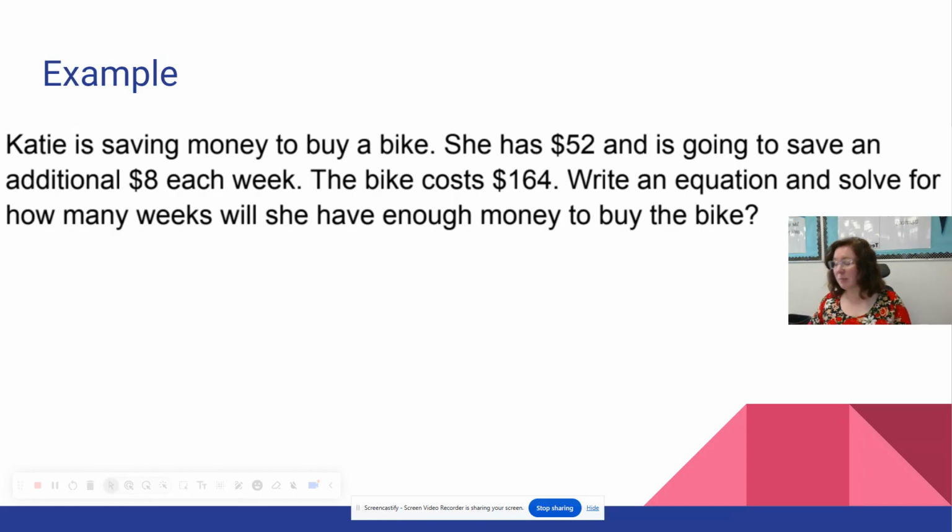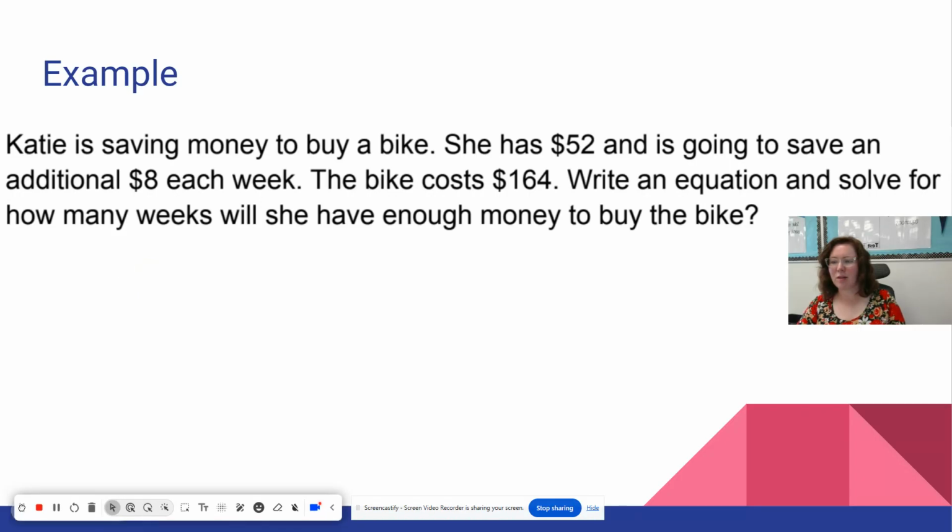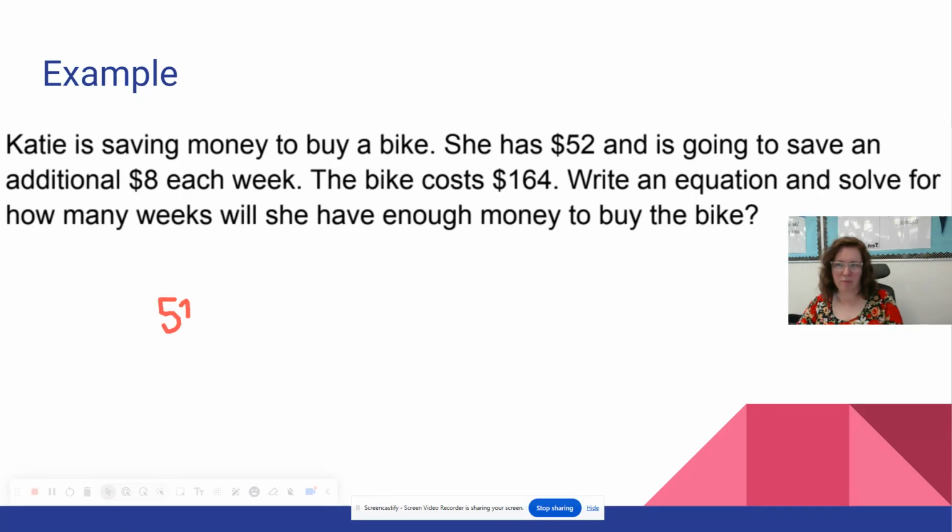Okay, let's do some examples, these are examples from the notebook. Katie is saving money to buy a bike. She has $52. And is going to save an additional $8 each week. The bike costs $164. Write and solve the equation.